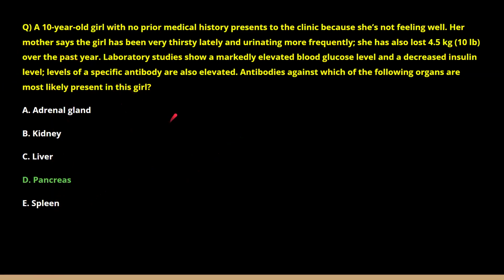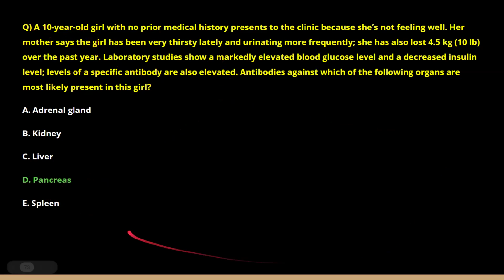Before I tell you the answer, one of the things that you want to do when you see a case like this is try to identify what you're seeing here. So it's a 10-year-old girl. She's very thirsty lately. That's polydipsia. Polyuria. Okay, she's lost weight. All right, markedly elevated blood glucose levels. That's hyperglycemia. Decreased insulin level, and levels of a specific antibody are also elevated. It's probably autoantibodies against their beta cells. And lastly, the thing that confirms that this is type 1 diabetes mellitus involving the pancreas is the age. The age is less than 30.